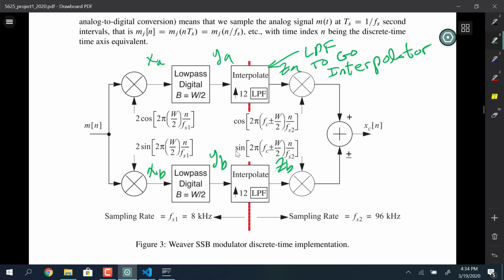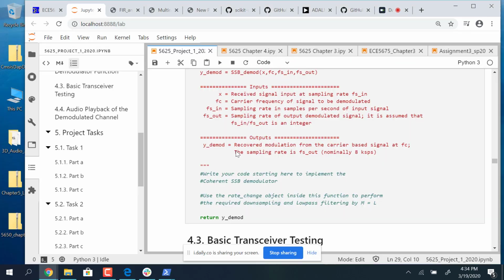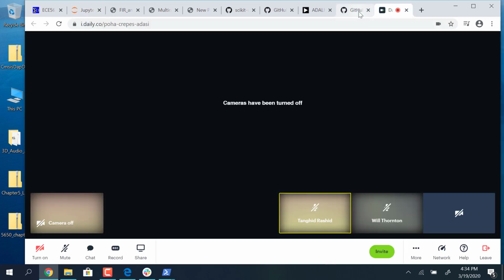I think I'm ready to stop though. I'm ready to actually stop sharing. And then we're back to not seeing my screen and nobody's camera's on. Everybody's still hooked up though.